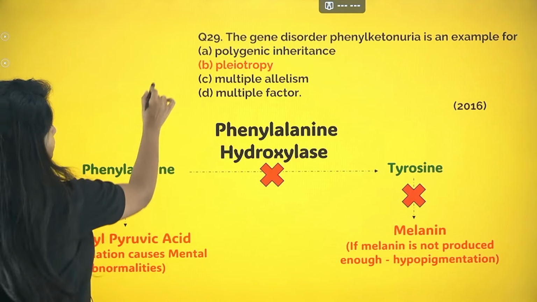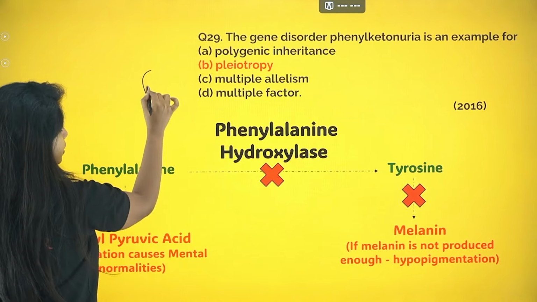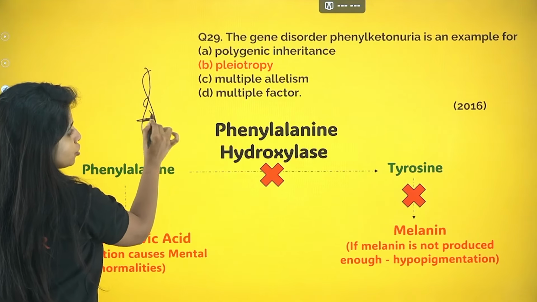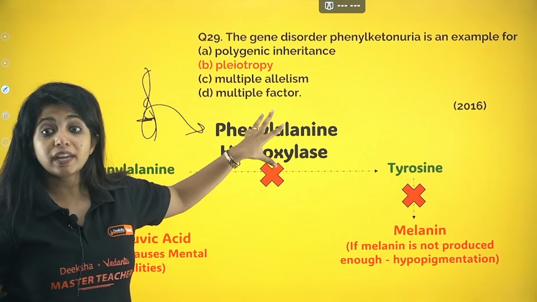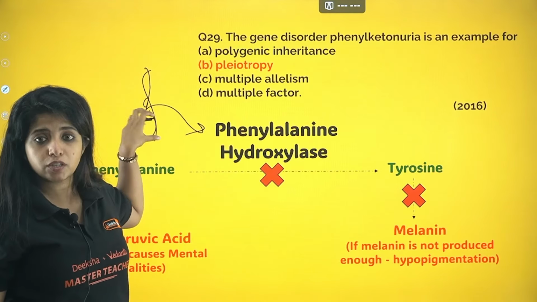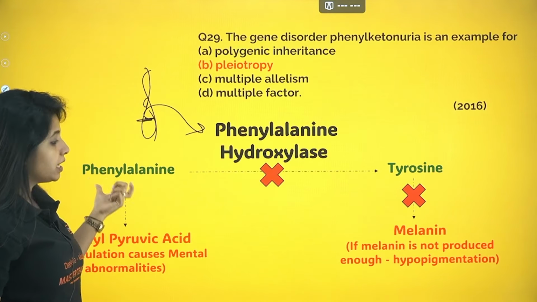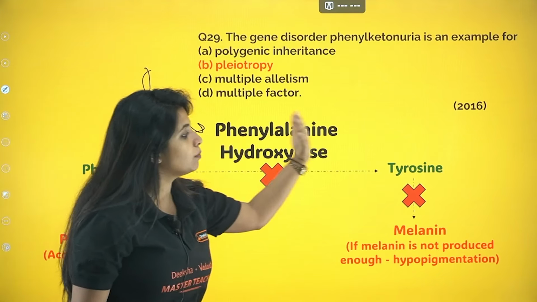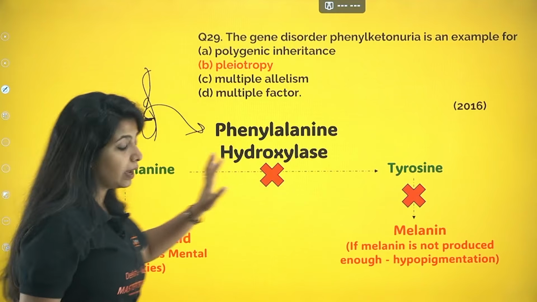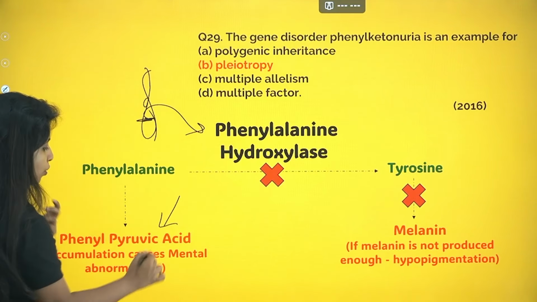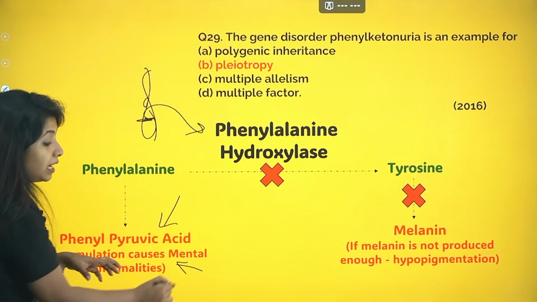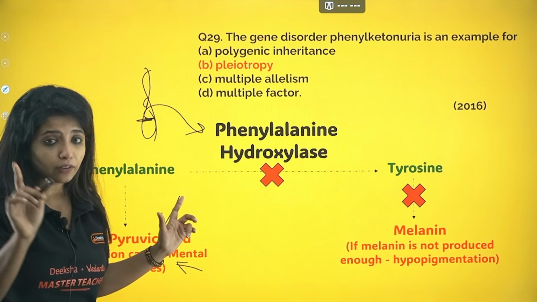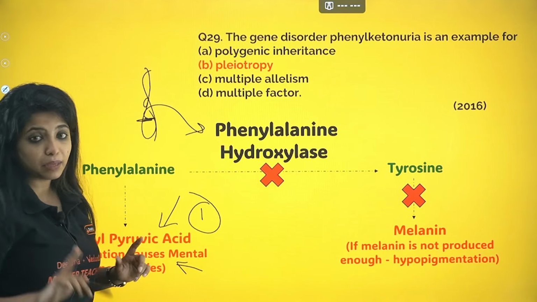There is a gene in the chromosome that is responsible for the production of the enzyme phenylalanine hydroxylase. Now when it is not being produced because of a mutation in this particular gene, what happens? Phenylalanine, which is an amino acid, is not able to convert to tyrosine, which is why it gets accumulated in the body in the form of phenylpyruvic acid. And this is very toxic for us. It can lead to mental retardation. So this is one character being affected.